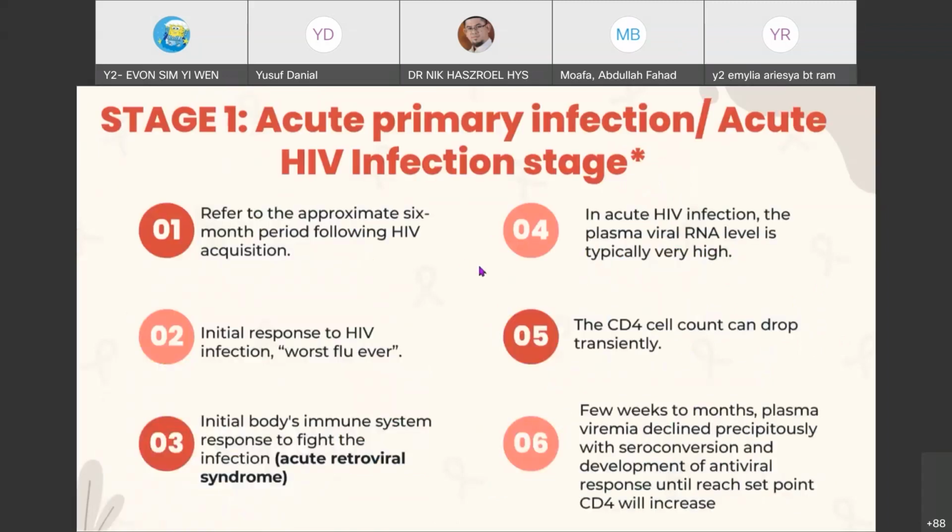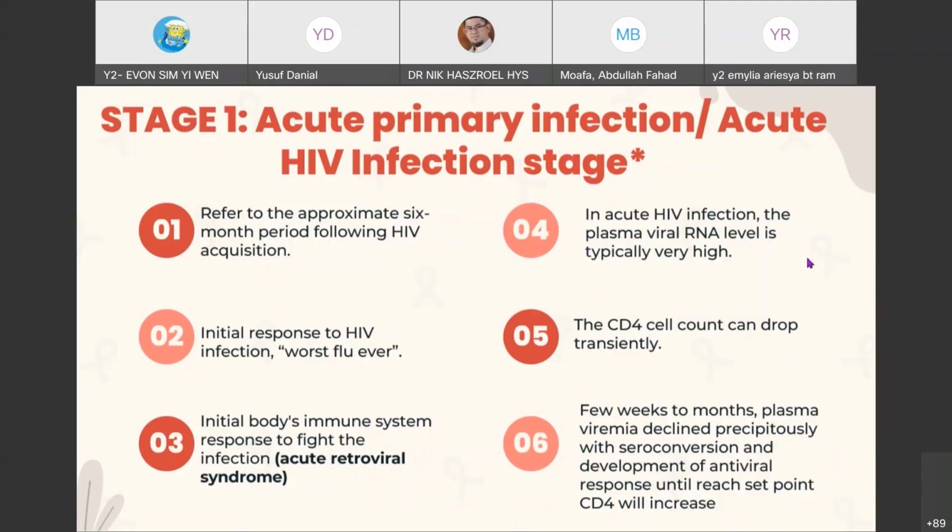So stage 1 refers to the approximately 6-month period following HIV acquisition, and it represents the initial response to HIV infection, which we can call the worst flu ever. Within 2 to 4 weeks after infection with HIV, about 70% of people will have a flu-like illness. This is the initial body response to fight the infection, and we call this condition acute retroviral syndrome. This syndrome is the initial manifestation of human immunodeficiency virus, that is HIV infection.